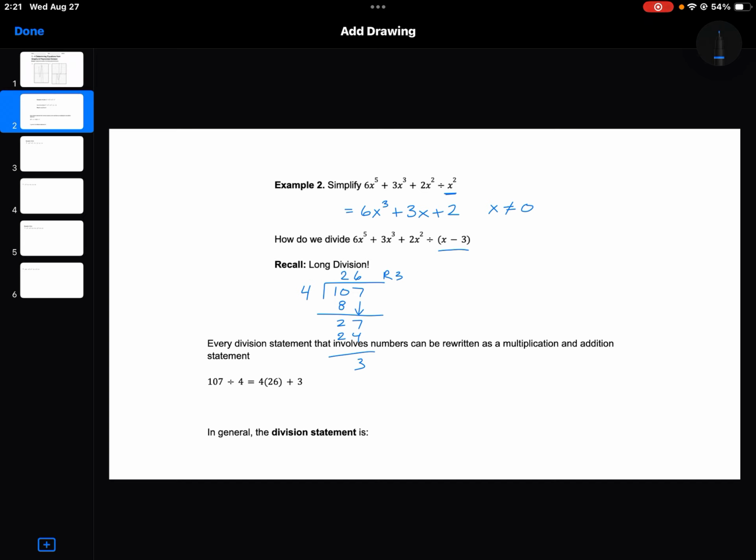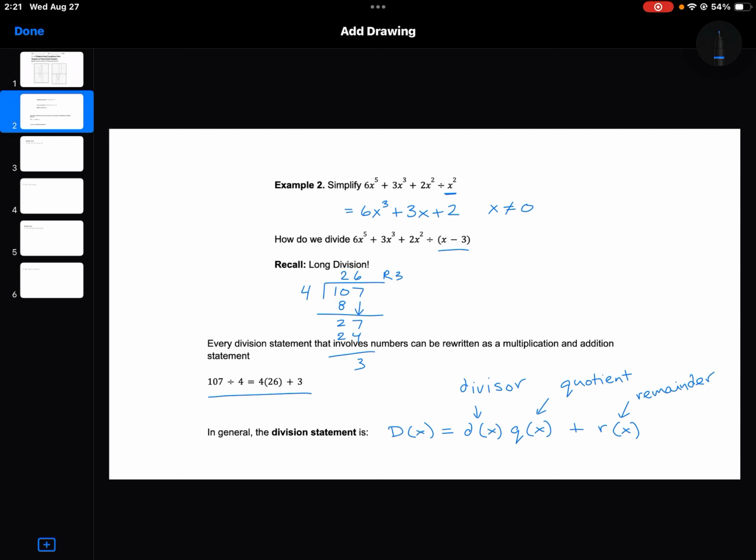This lets me write my division statement as follows. I can summarize my division statement as a multiplication and addition statement. So in general, our division statement, D of x, is going to represent little d of x, this is our divisor, multiplied by our answer, our quotient, which is a fancy math word. And then we're going to add on our r of x, which is our remainder function.